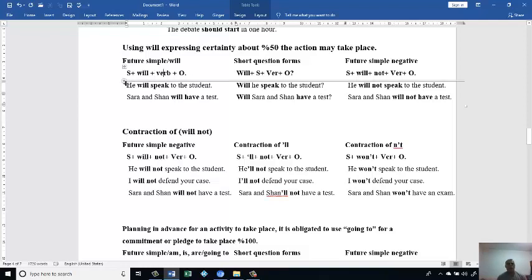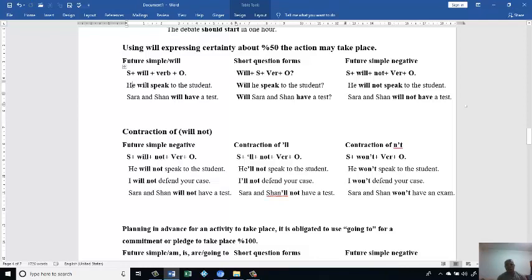Then we say, he will speak to the student. Subject, will, root of the verb, then complement. Then we make a question.